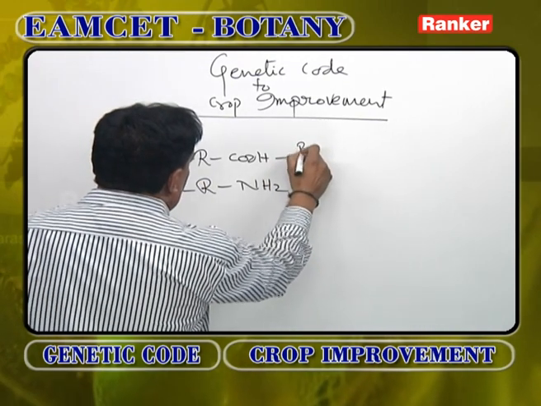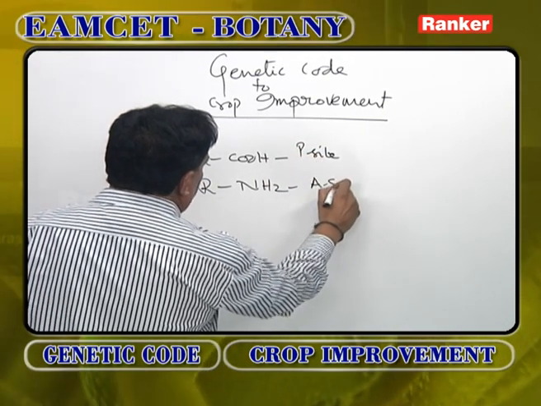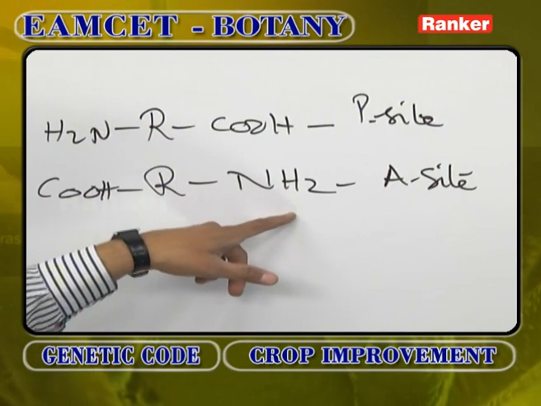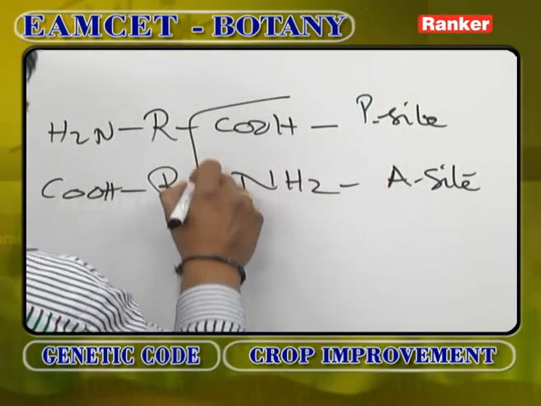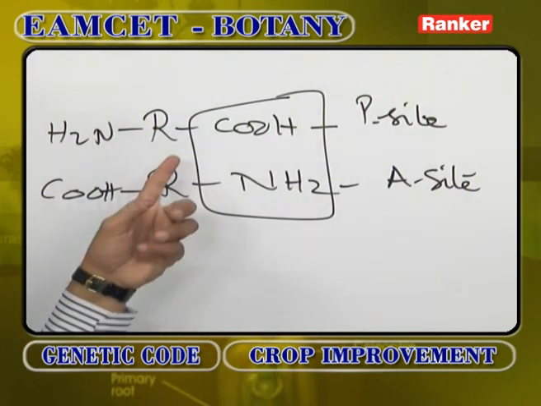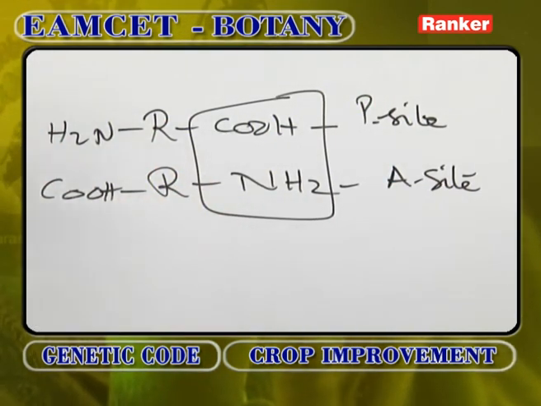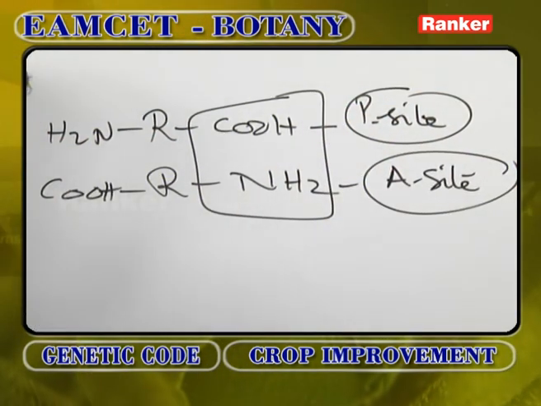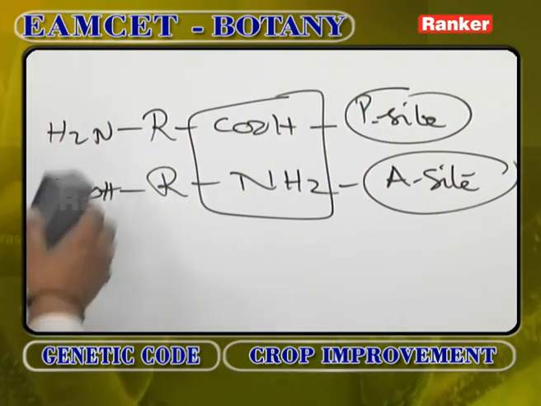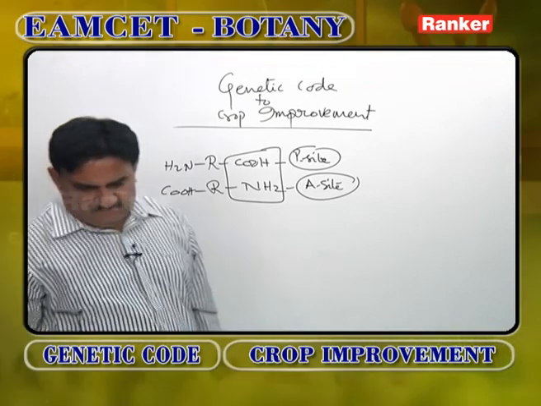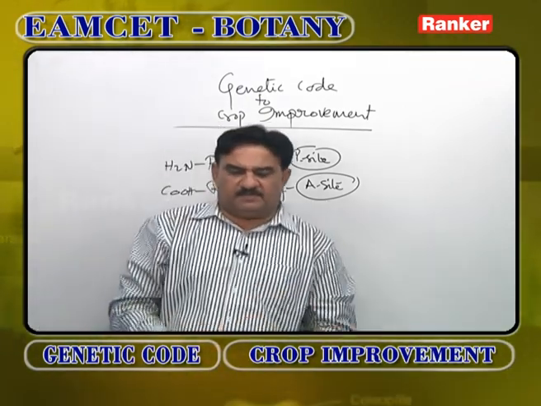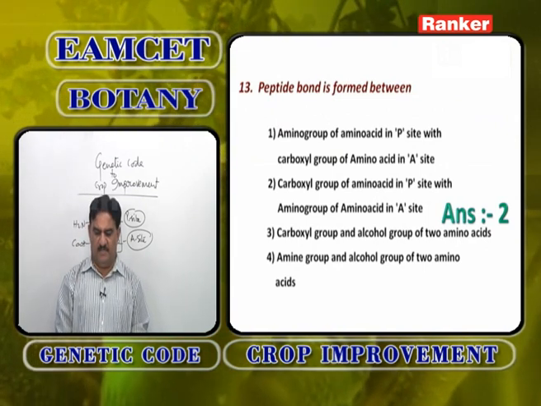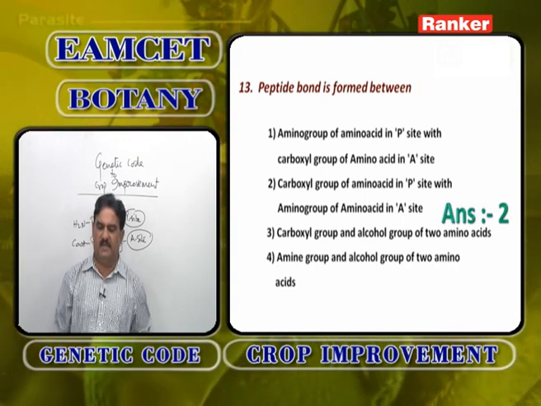Whenever an amino acid is in the P site, a new amino acid is brought into the A site. A peptide bond is always formed between the carboxyl group of one amino acid and the amino group of another amino acid. So the carboxyl group is present in the P site and the amino group of the amino acid is present in the A site. So peptide bond formation always occurs in between. This is the second option: carboxyl group of the amino acid in the P site with the amino group of the amino acid in the A site.